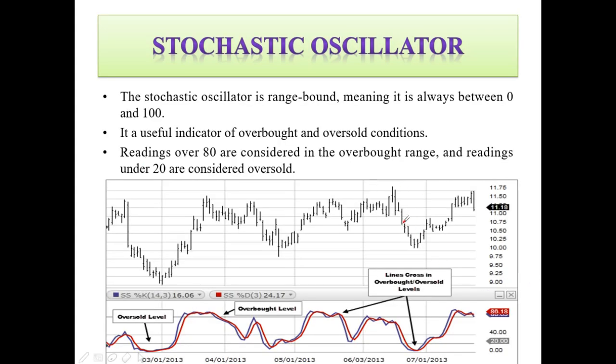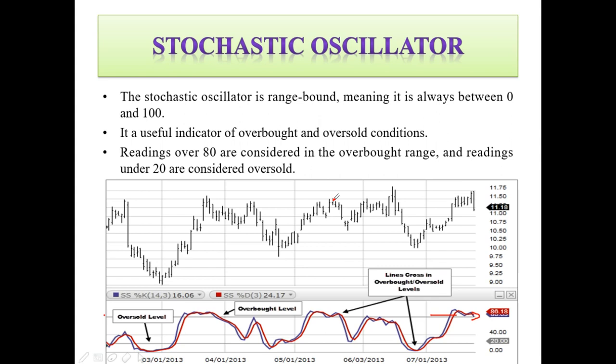So the overbought and the oversold levels. The stochastic oscillator is range bound, as we have discussed. It is always between 0 and 100. So this is a useful indicator for overbought and oversold. Readings over 80, as in this line here, as we can see, this line is the overbought line.